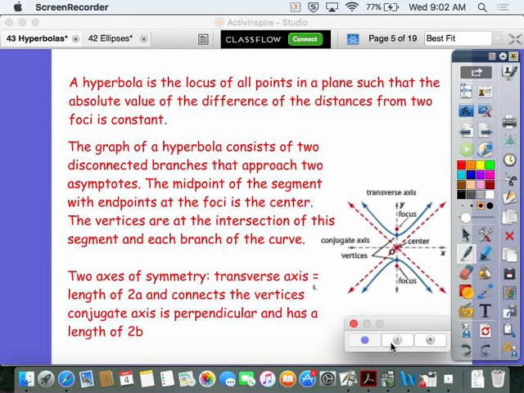Now, you have two axes of symmetry. You have what's known as your transverse axis. That is the length of 2a and connects the vertices. So your transverse axis would be this here. And you also have your conjugate axis, which is perpendicular to the transverse axis and has a length of 2b. That's how you know what a is associated with and what b is associated with, to help you when it comes to writing equations, graphing, and so on.